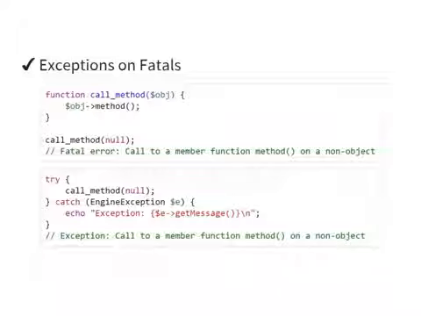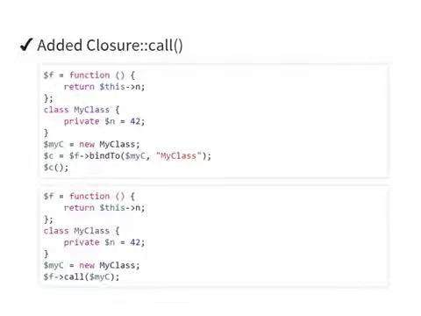For example, if you're trying to call a method on a null object, previously you just got a fatal error. This is call to member function method on a non-object, right? Now, you get an exception, and you could catch it in case you think this object may not exist. Of course, it's a really bad idea to write code like this that calls methods on objects that don't exist, but there are times when it can't really be avoided. We've also added closure call, which lets you basically call directly a closure as you defined it.